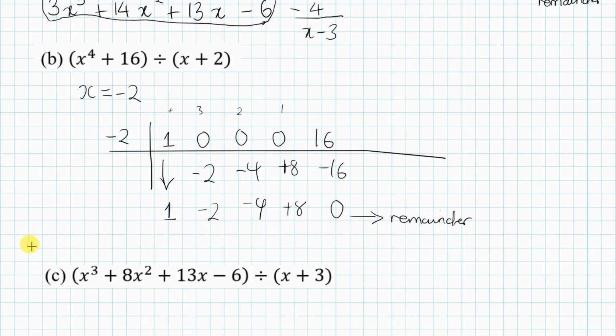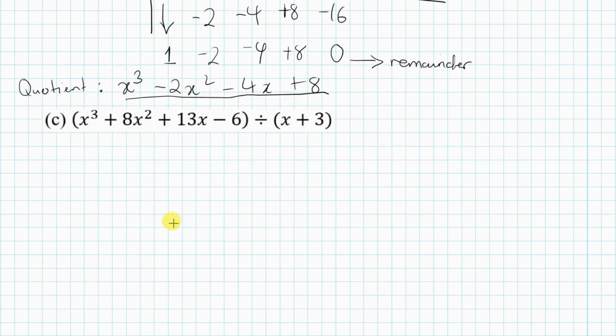And then for our quotient, you simply get the numbers obtained over here as our coefficients. So we're going to first have x to the power 3, as we know it's reducing from 4 to 3. And then next we're going to have negative 2x squared minus 4x plus 8. So this is going to be our quotient.